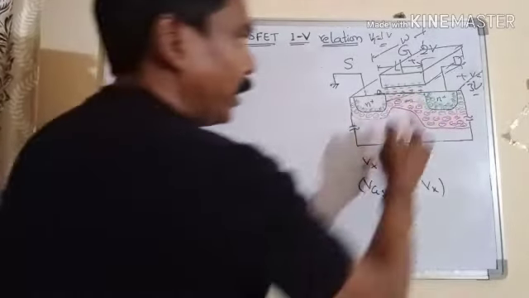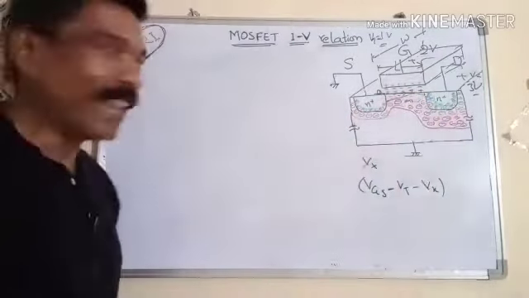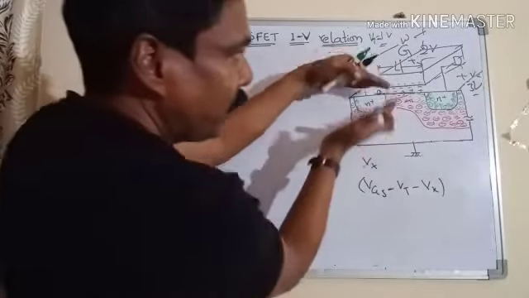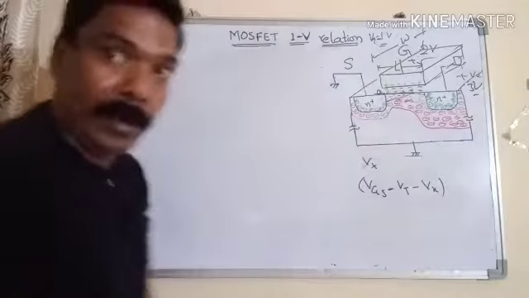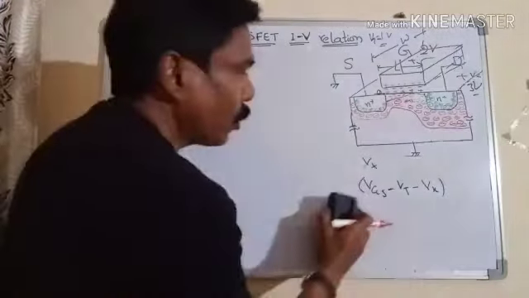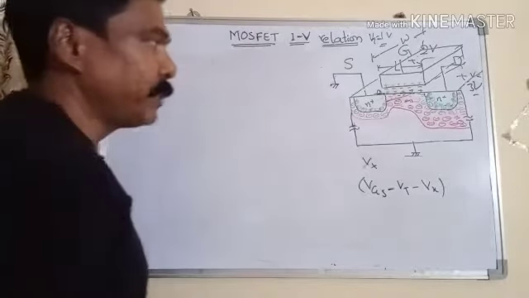Alright, so we'll come to that. So the channel thickness is varying along the channel. The channel support voltage is different at different locations along the channel. Okay, so that's the thing. This is called the channel support voltage, VGS minus VT minus Vx.